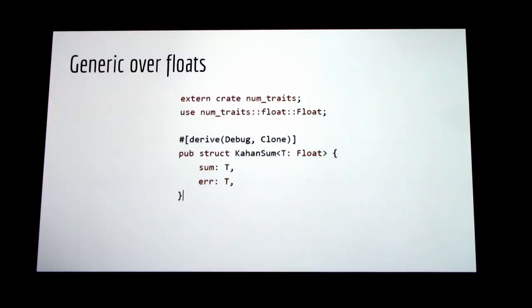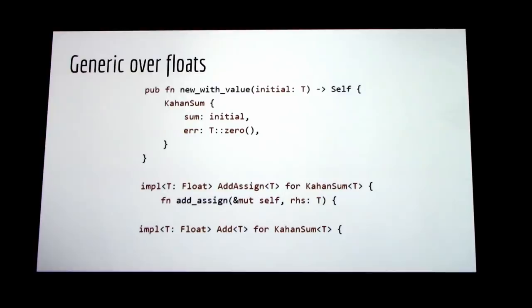So our struct definition now has a type parameter, and that type has to be a float. Our initializer has to become a bit fancier, and in addition to the various traits, the Float trait also has methods for the constants 0 and 1. We need to use this because we can't just use the float literal anymore, because we don't actually know that the thing implementing Float is an f32 or f64, just that it behaves like one. So if somebody out there wrote a homebrew f128 and implemented Float for it, this code will still work for it. For the Add and AddAssign, we just add the type parameters. Everything else is exactly the same.